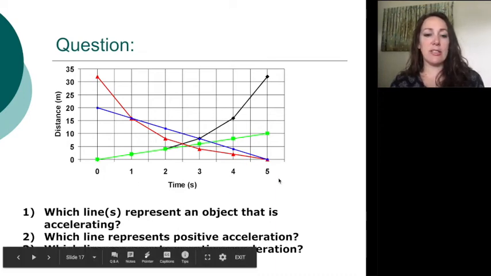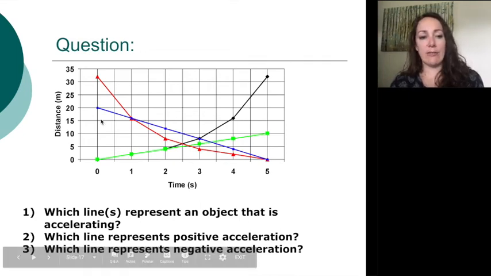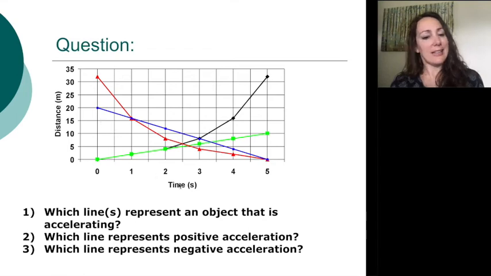Which line represents positive acceleration? Because the distance traveled is increasing as the time increases, the black line represents positive acceleration. The red line, because the distance traveled is going down as time increases, that represents negative acceleration. So what do the blue and green lines represent? Constant speed.